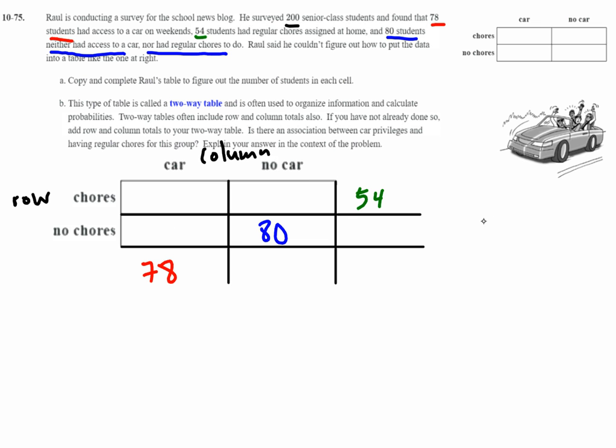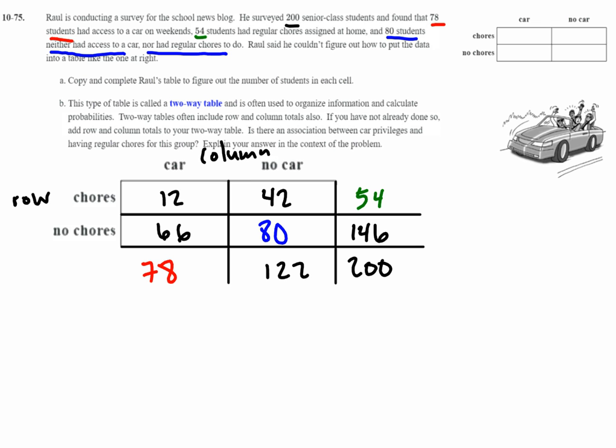What I want you to do here is pause to see if you can fill in the rest of the chart. Again, the total number of students has to be 200. So if I add up this column, it should add to 200. This row should add to 200. This column, this row, whatever it may be, see if you can fill that in, and I'll do that quickly as well.